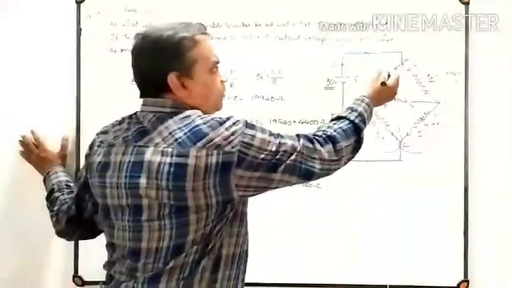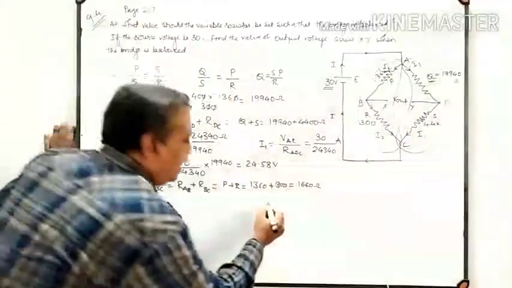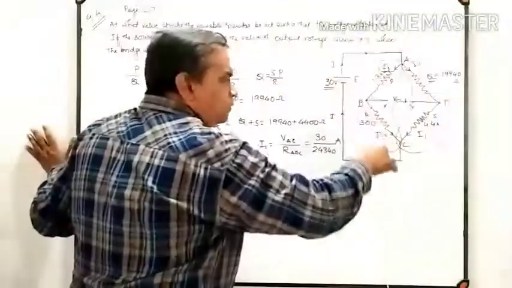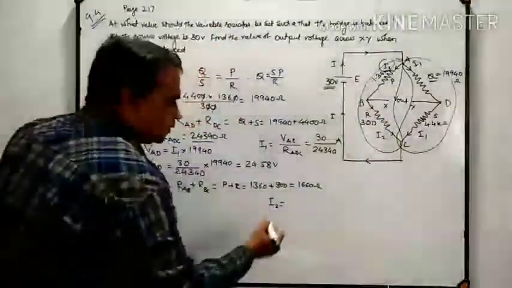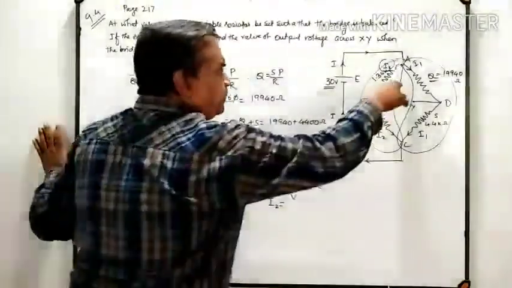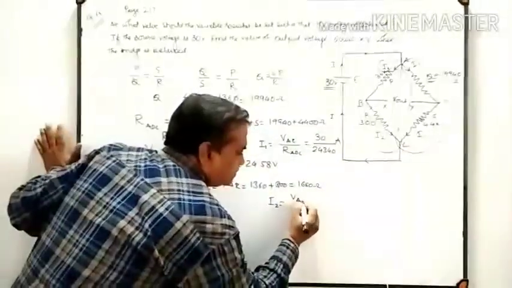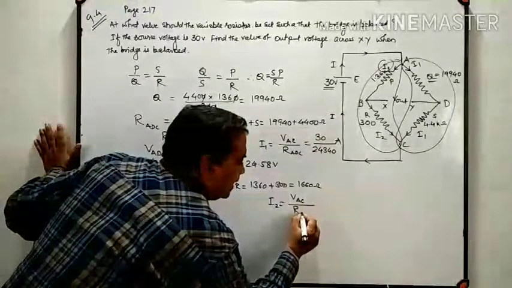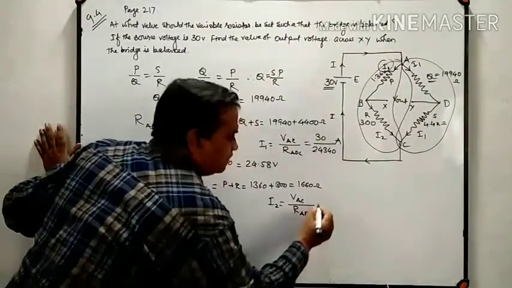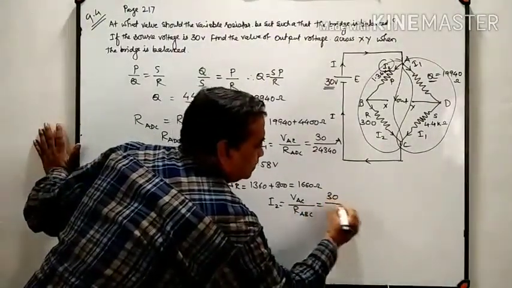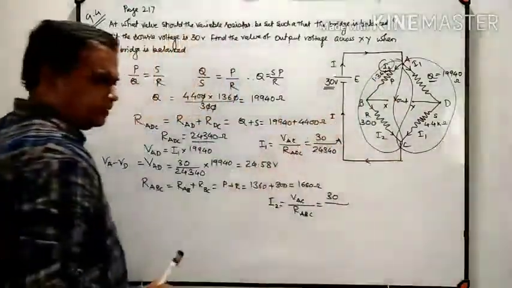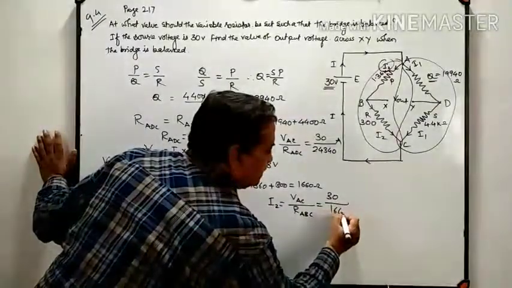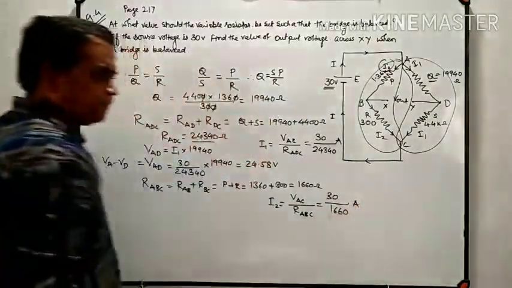Therefore, we can find the value of current I2. I2 is flowing from A to C along this branch. So I2 is equal to potential difference between point A and C divided by resistance offered by branch RABC, which is equal to 30. Potential difference same, 30. And what is RABC? It is equal to 1660, this much ampere.